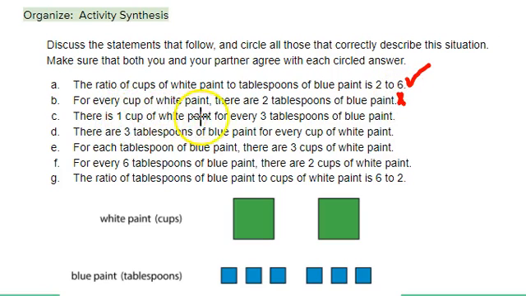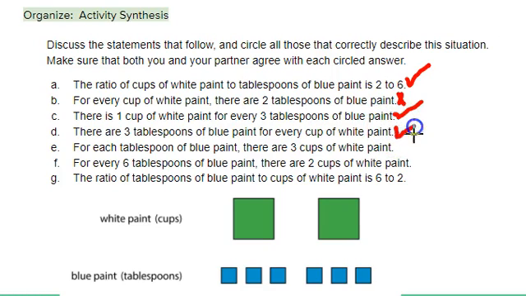This next one, 1 cup of white paint for every 3 tablespoons of blue paint. Can't we think of that if we just match this up here? So 2 to 6 would be the same as 1 to 3. Does that make sense? Are those equivalent? Yeah, think about fractions. If I made 2/6, I could reduce that down to 1/3. So a 2 to 6 ratio is equal to a 1 to 3 ratio. 3 tablespoons of blue paint to every cup of white paint. That does work, kind of.